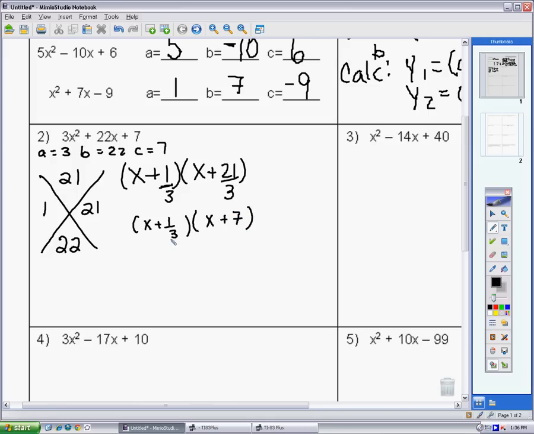Now, we're going to take the bottoms up. So since I have a 3 in the bottom, I'm going to move it up in front of the x term. So my factor becomes 3x plus 1 times x plus 7. And these are the two factors of the trinomial. I'm going to take the bottoms up.